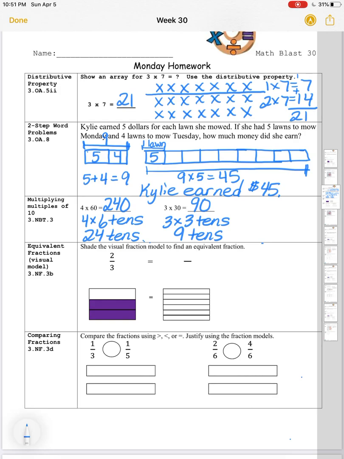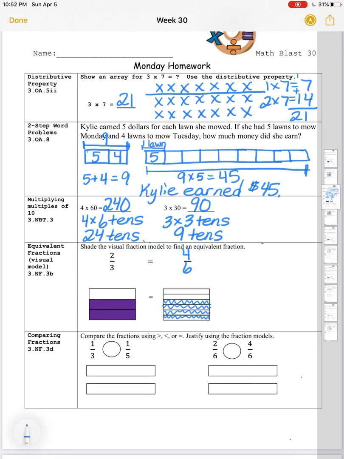Equivalent fractions. Shade the visual fraction model to find an equivalent fraction. 2/3 is represented in the first model. In the second model, you'll notice that each unit was decomposed to make smaller units. So I want to shade in the same amount of space in the second model as is shaded in the first model. And so here now I can see that I have 4 shaded parts out of 6 parts in the whole. 4/6 is equal to 2/3.